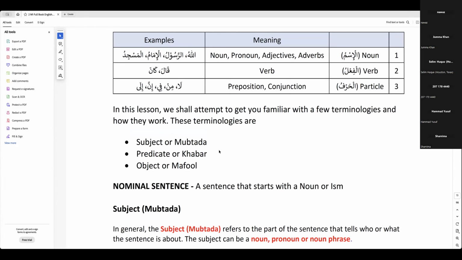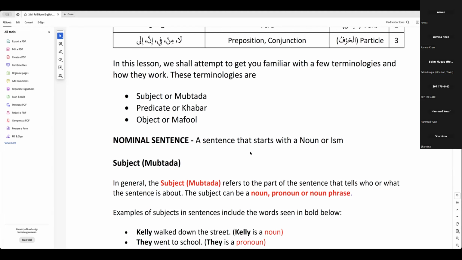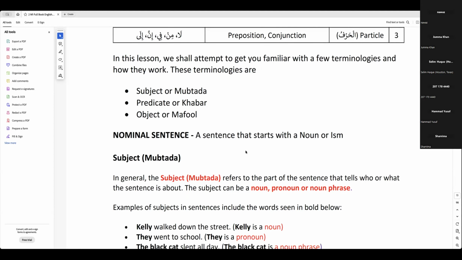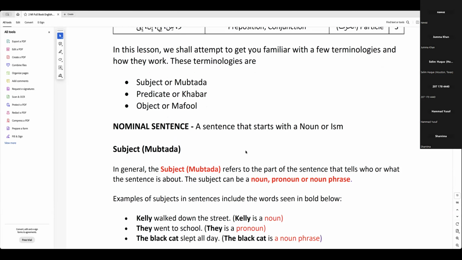If you're not familiar with them, you may struggle to understand what mubtada is, what khabar means, what maf'ul means. That should be easy to remember: mubtada is subject, khabar is predicate, maf'ul is object. Now let me explain below how these sentence constructions work. These are just guidelines, so take notes as much as you can, and anything you are not sure about, please do ask questions. Put it in the chat box and I'll explain to you.